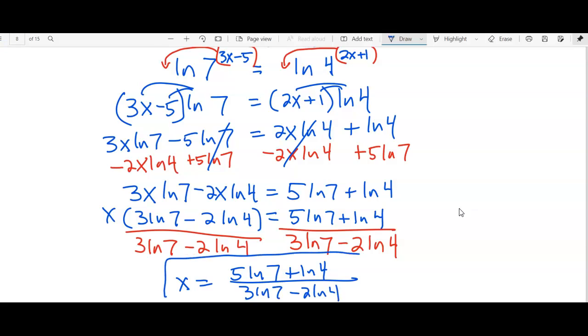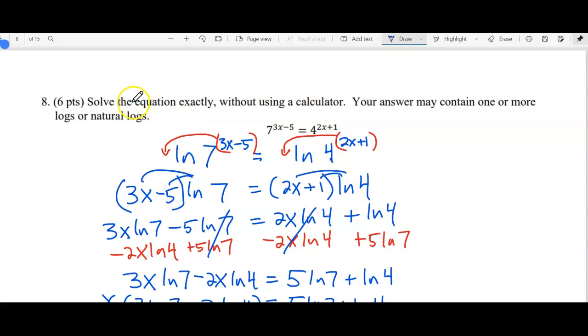And that's the exact value. We wouldn't want to go to a calculator because then we just get an approximation, which is not what we want. We want the exact answer. And it does say solve the equation exactly without a calculator.